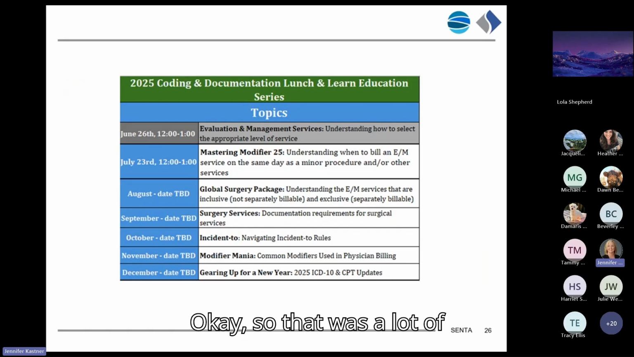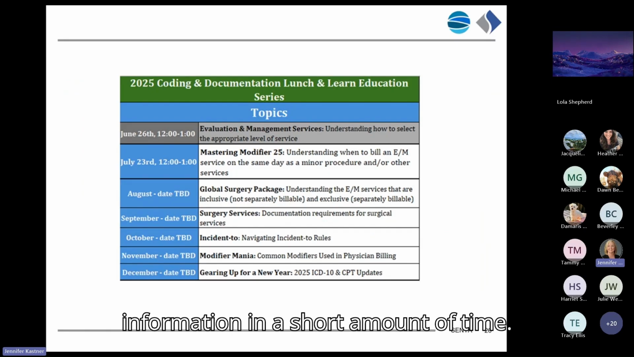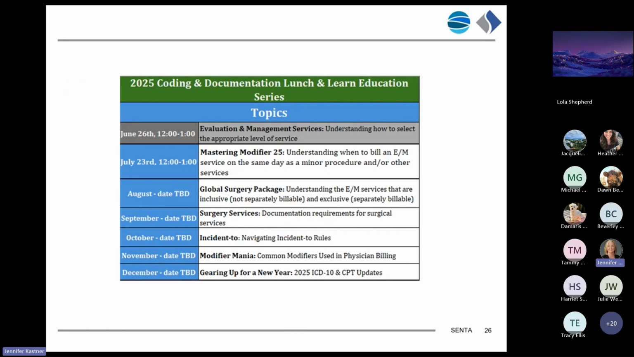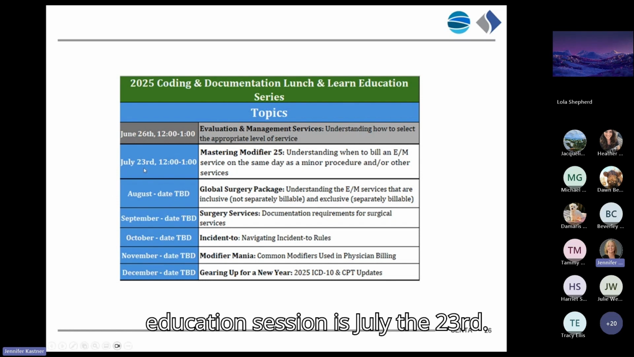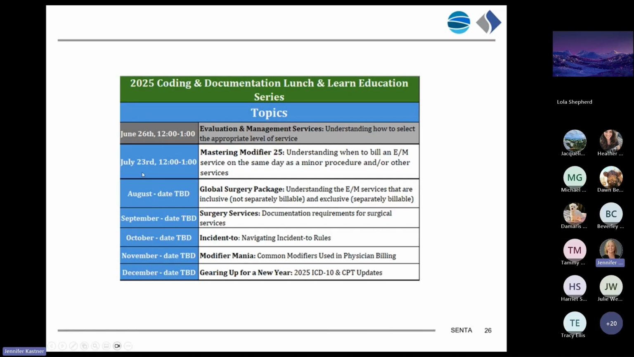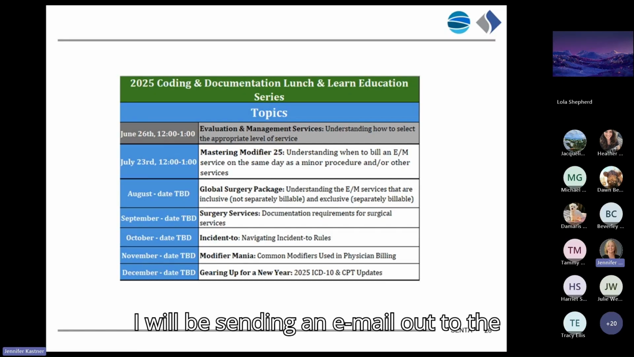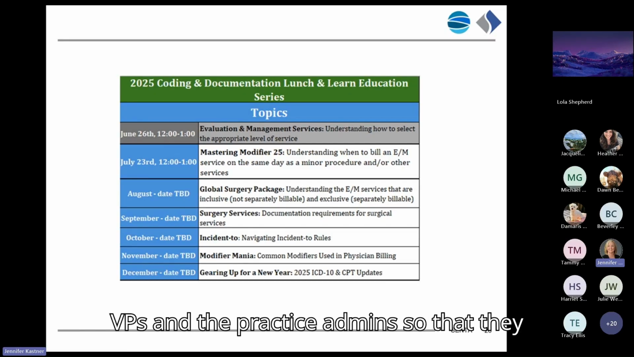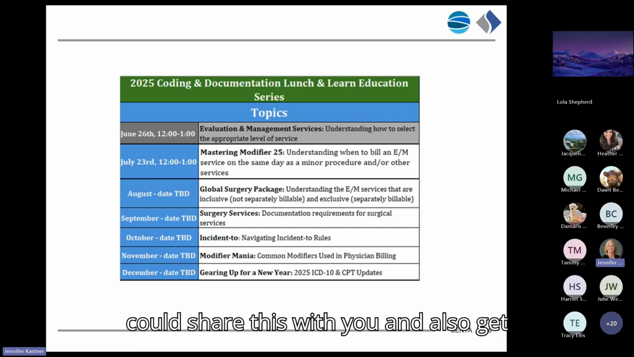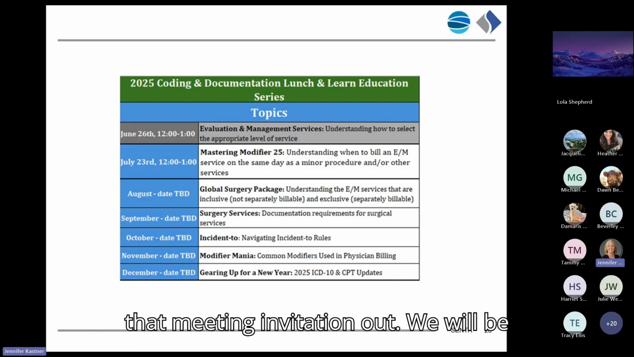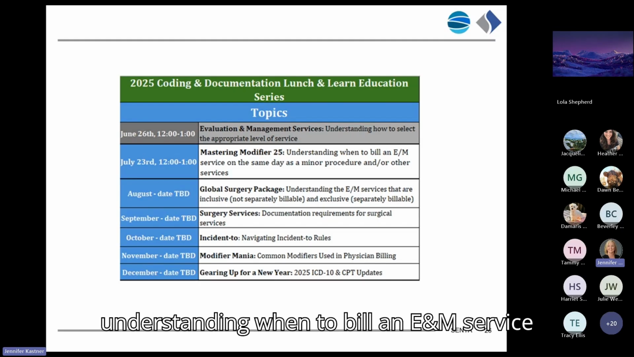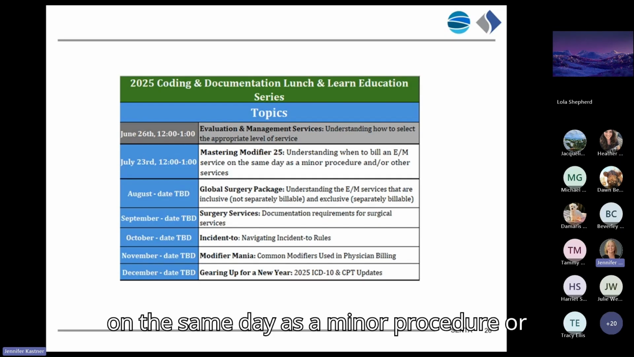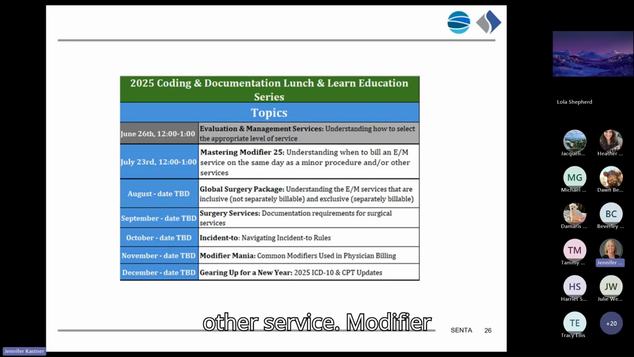Okay, so that was a lot of information in a short amount of time. I do want to point out that our next education session is July the 23rd. I will be sending an email out to the VPs and the practice admins so that they could share this with you and also get that meeting invitation out. We will be talking about mastering modifier 25, understanding when to bill an E&M service on the same day as a minor procedure or other service.